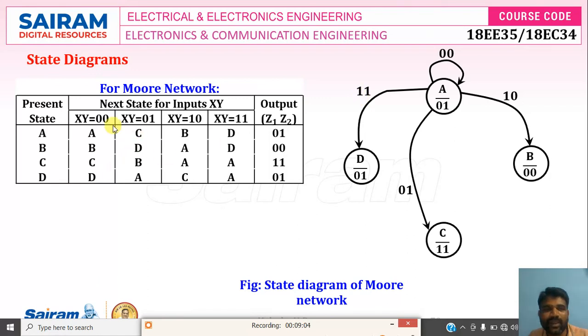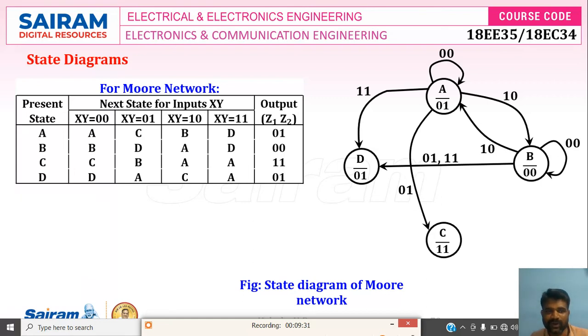Clear now? Next, second row. It goes to B when 0, 0, so B to B when 0, 0. And it goes to D when 0, 1 and 1, 1, so B to D. And when it is 1, 0, it goes to A. So B to A when 1, 0.